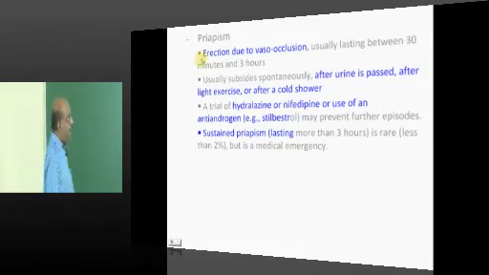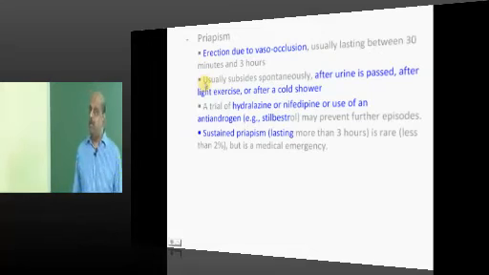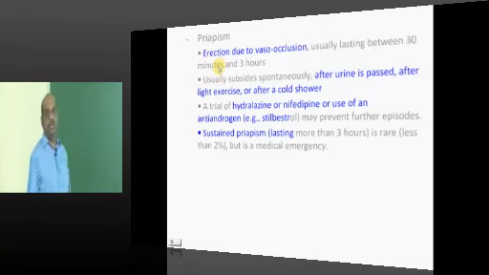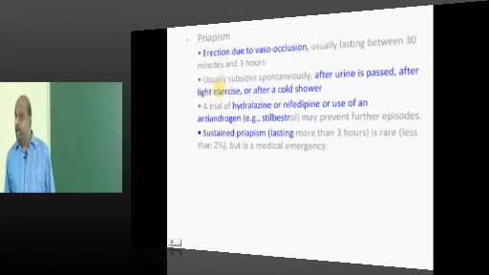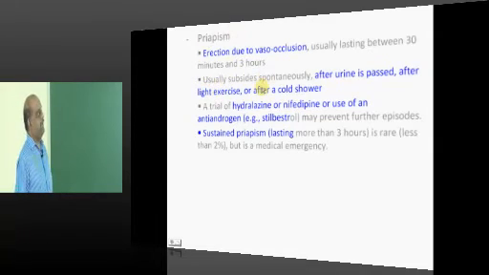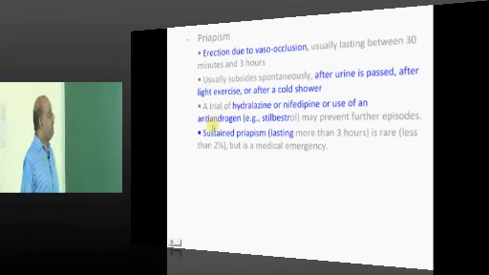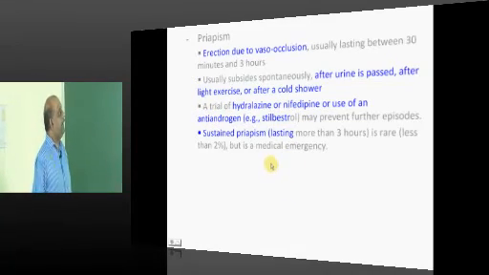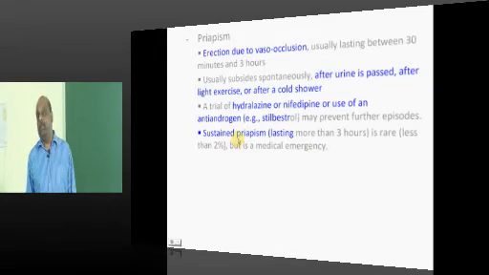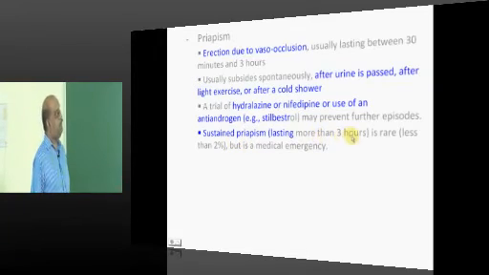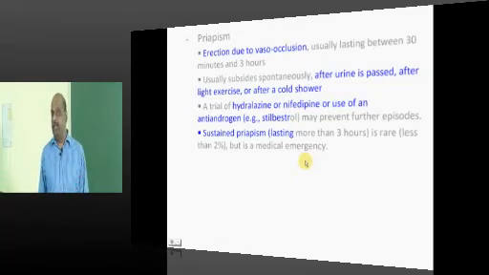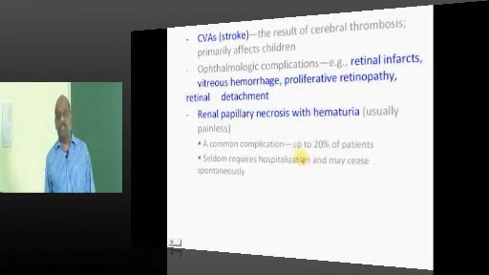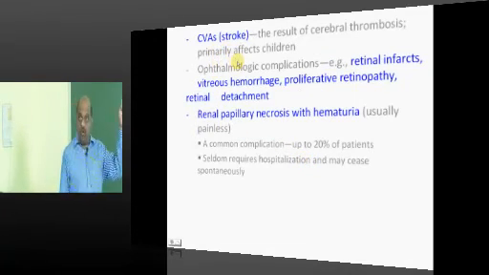Then there can be priapism because of the vaso-occlusion involving the vasa vasorum, leading to the development of painful erection. And for this we can give hydralazine and nifedipine as a part of the treatment. And there can be sometimes sustained priapism of more than 3 hours, but if it is there, then that becomes a medical emergency. There can be strokes, as I told you.